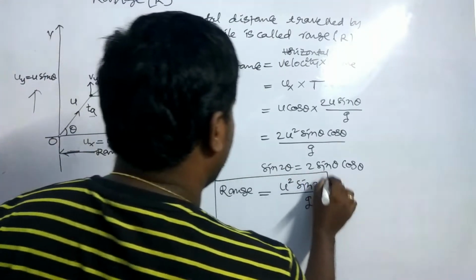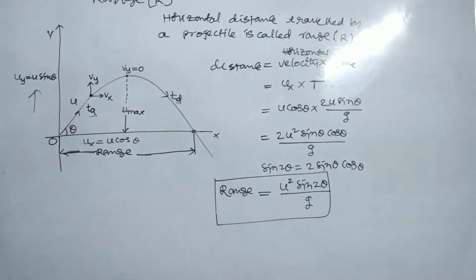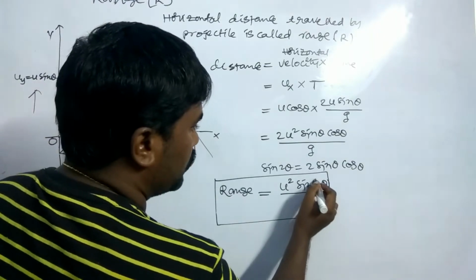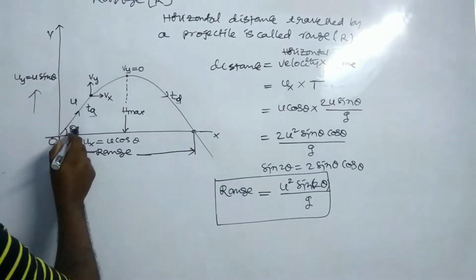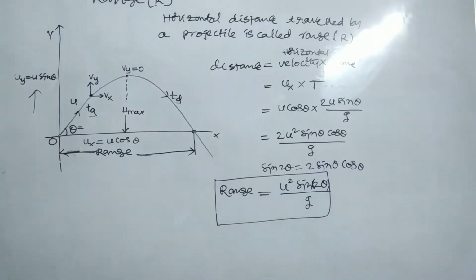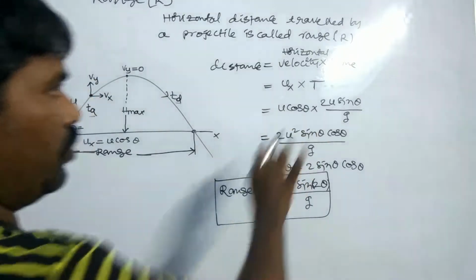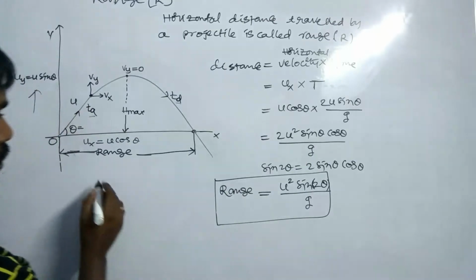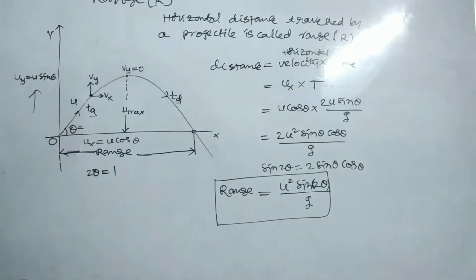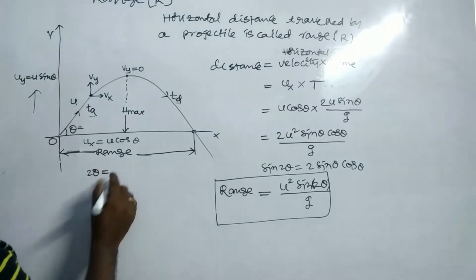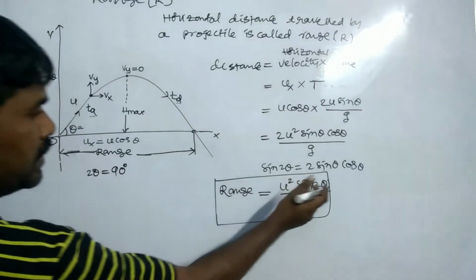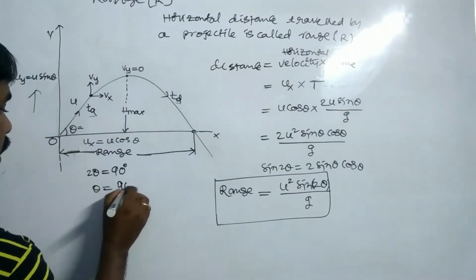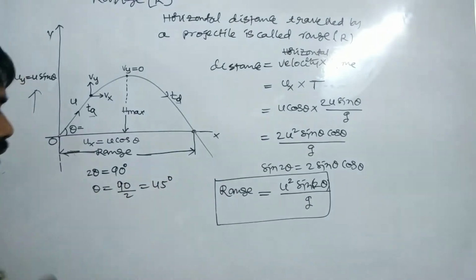U square sin 2 theta by g. So this is the range of a projectile. The range of a projectile depends upon the angle of projection. At which angle will the range of the projectile be maximum? For the maximum range, if 2 theta is equal to 90 degrees, because sin 90 is equal to 1, which is the maximum value, then theta is equal to 90 by 2, which is 45 degrees.